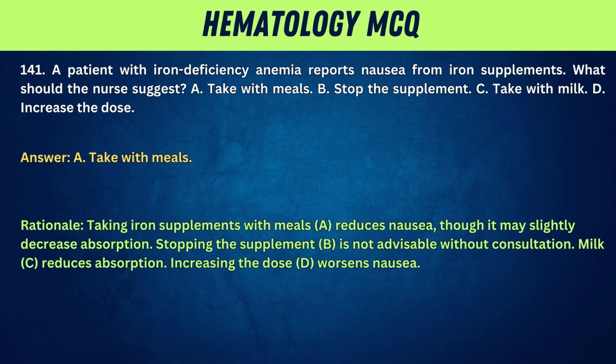141. A patient with iron deficiency anemia reports nausea from iron supplements. What should the nurse suggest? A. Take with meals. B. Stop the supplement. C. Take with milk. D. Increase the dose. Answer: A. Take with meals. Rationale: taking iron supplements with meals, A, reduces nausea, though it may slightly decrease absorption. Stopping the supplement, B, is not advisable without consultation. Milk, C, reduces absorption. Increasing the dose, D, worsens nausea.